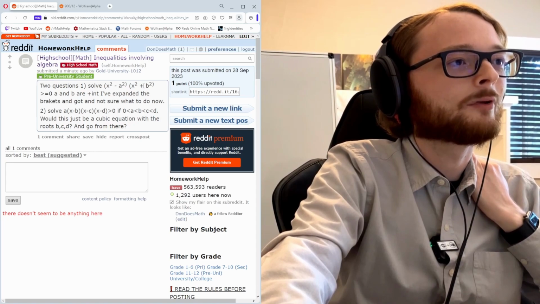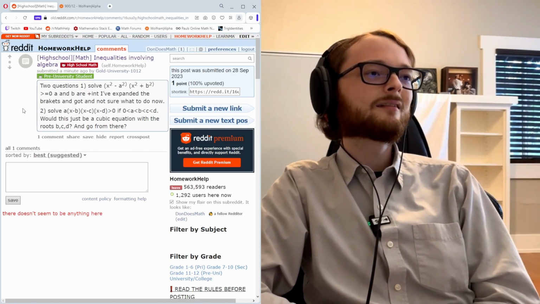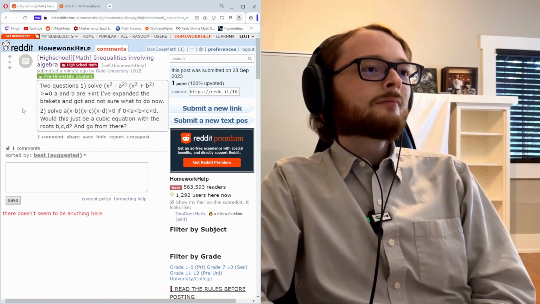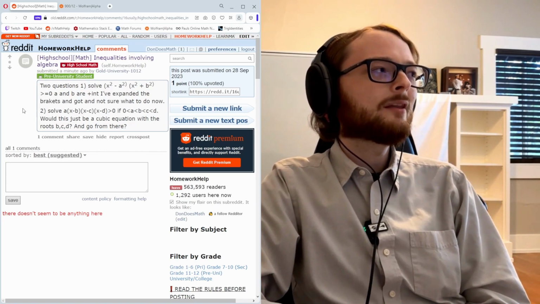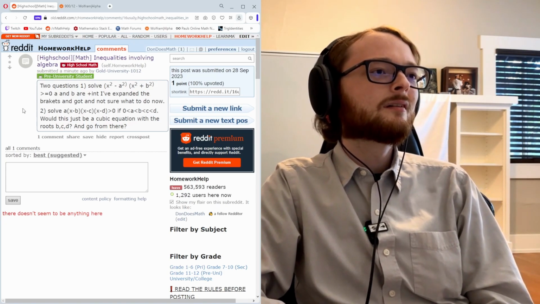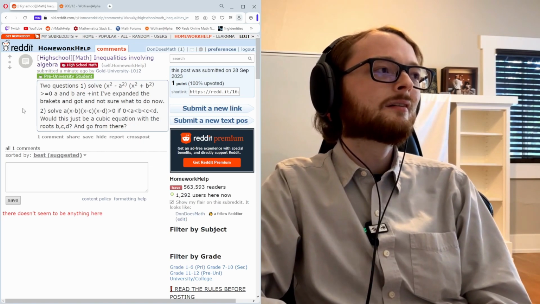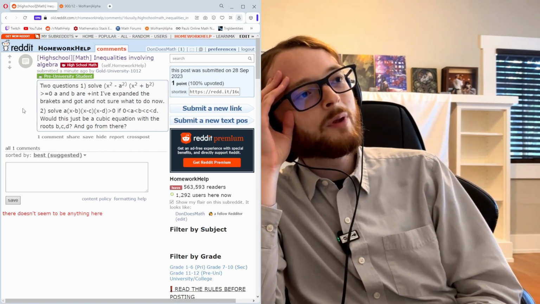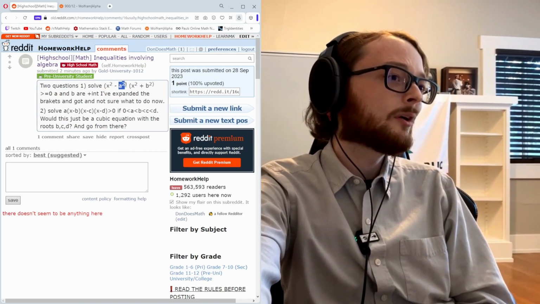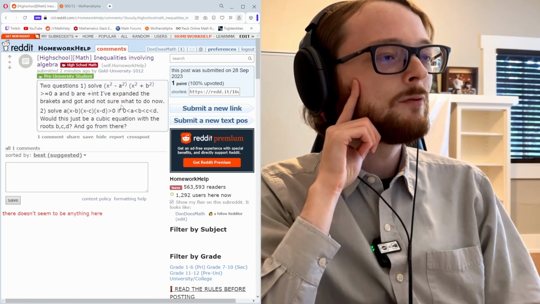Solve (x² − a²)(x² + b²) ≥ 0, where a and b are positive integers. Does it depend on a and b? Maybe it doesn't. The only way this will be negative is when x² is less than a². Oh. So wouldn't it be true for x² ≥ a²?